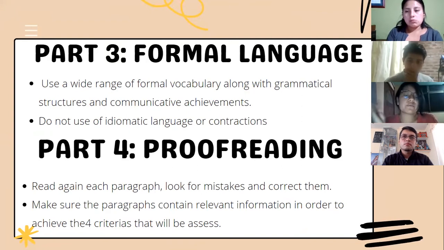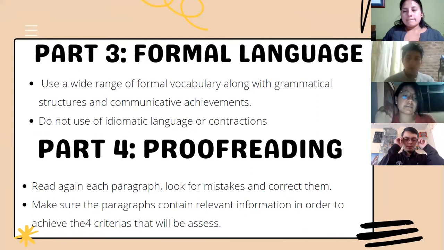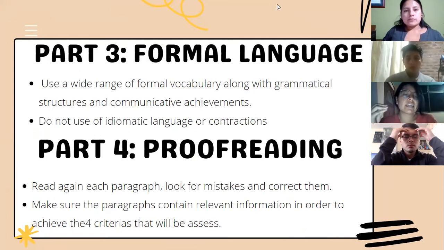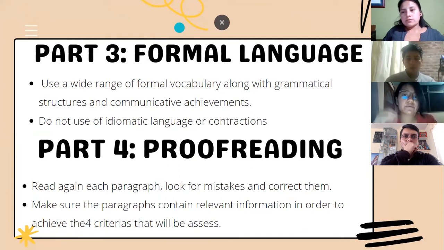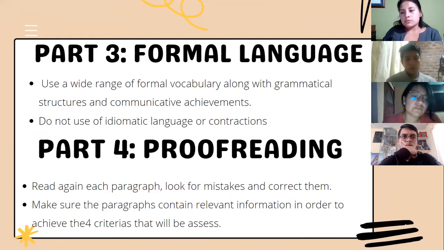And part number 4, we have the proofreading. After following the previous parts and steps, in the final part, we can look for some mistakes. We can read again what we have written, so we can avoid irrelevant information.